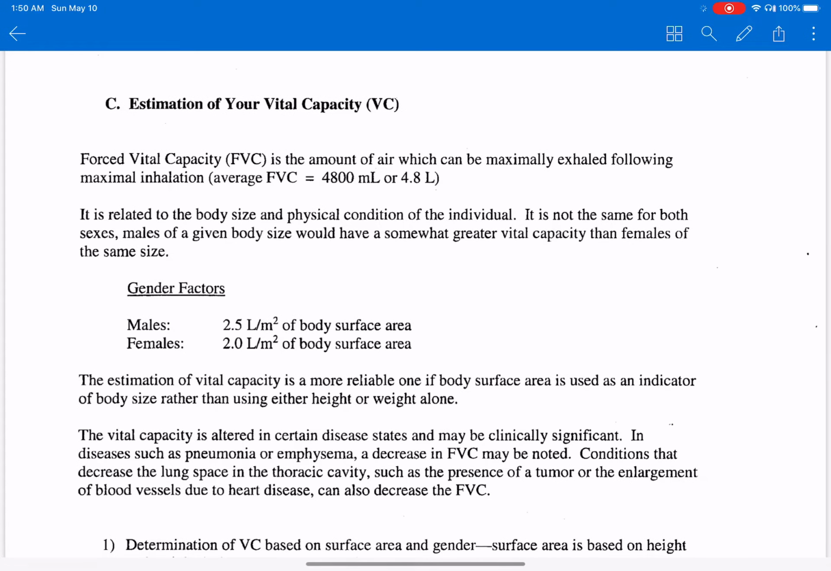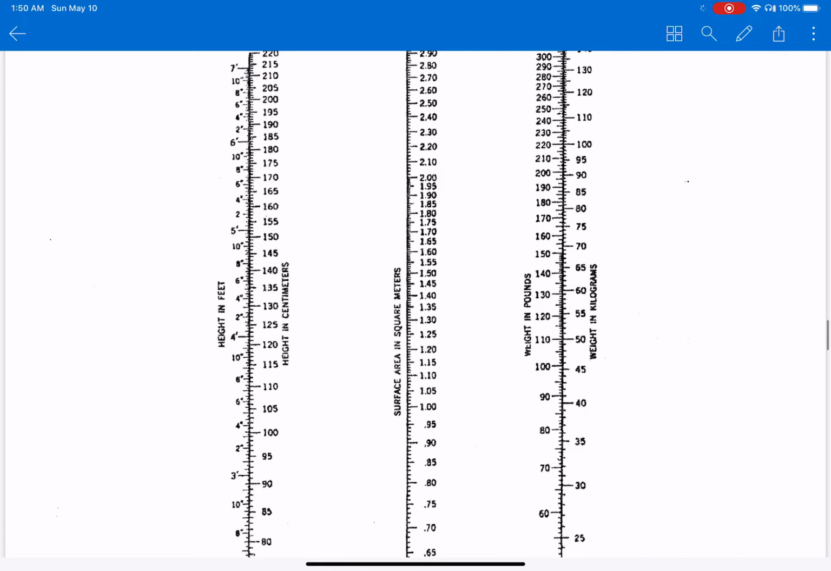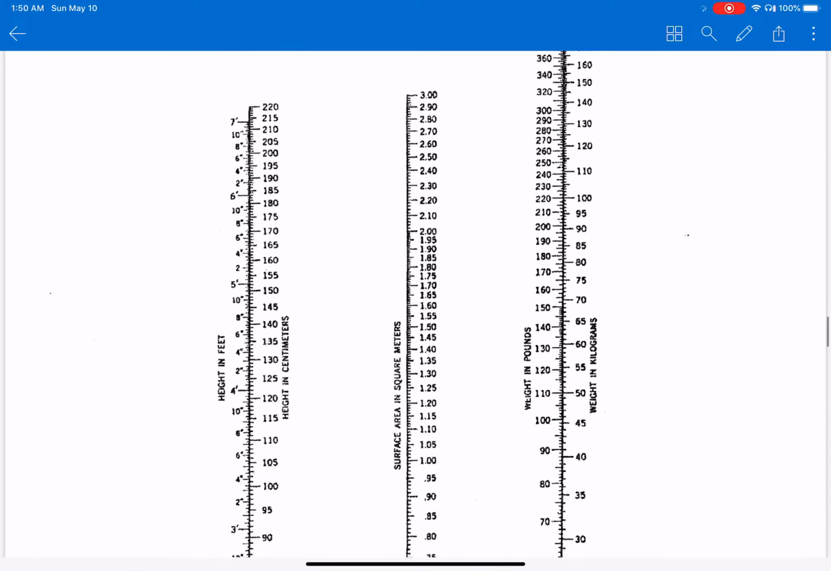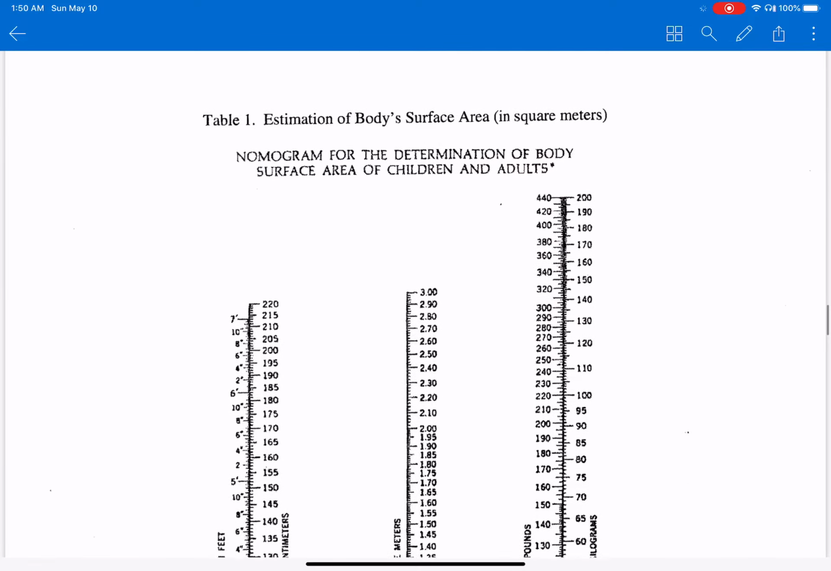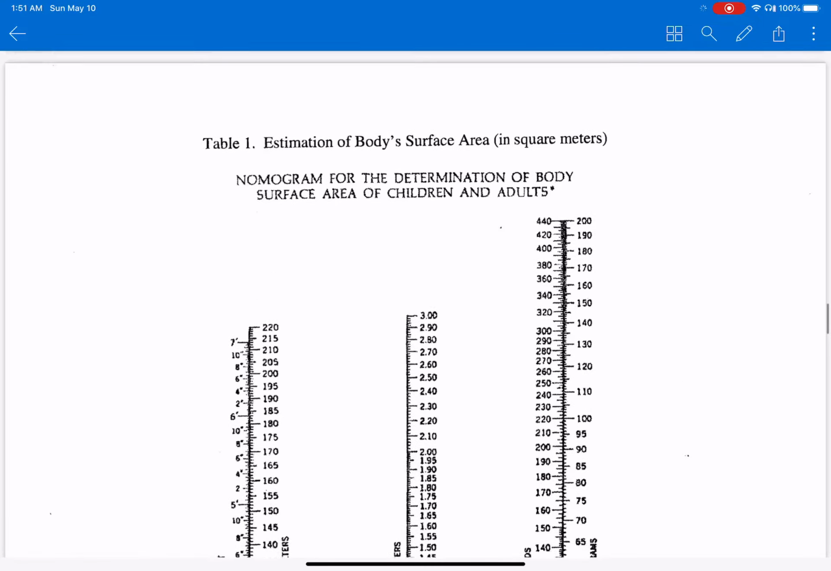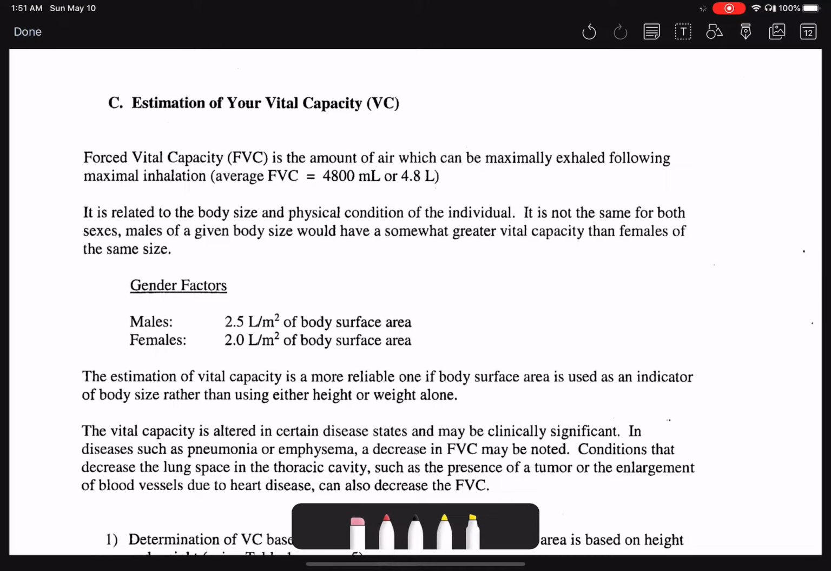So what we're going to do is estimate a person's surface area. In this case, I'm going to be the guinea pig. We're going to estimate the surface area of my body using my height and my weight. This is the first nomogram, by the way, that we're going to use in order to calculate the surface area of my body. And then we're going to multiply that surface area by a gender factor. The gender factor is going to allow us to convert the number that is the surface area of my body to my estimated forced vital capacity.